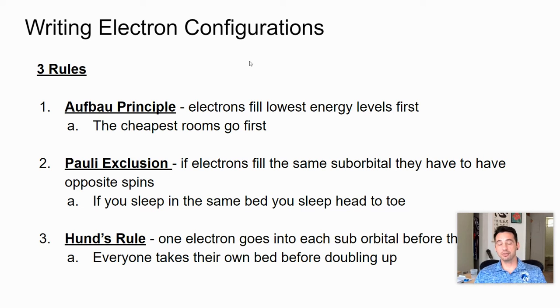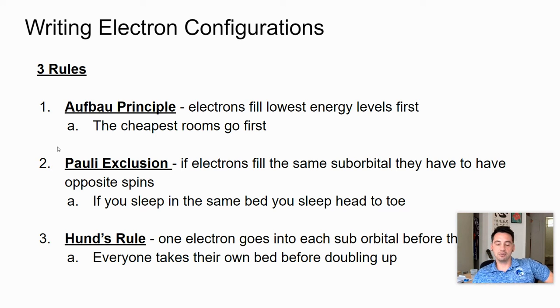Okay, there are 3 rules that we need to follow. The first rule is the Aufbau principle, that electrons will fill the lowest energy level first. So, like, they're always going to fill in the 1 level before they fill in the 2. The analogy here is that the cheapest rooms go first. You're always going to sell off the cheapest rooms before you sell off the most expensive ones. So the ones with the lowest energy, they're going to fill first before the higher energy ones.